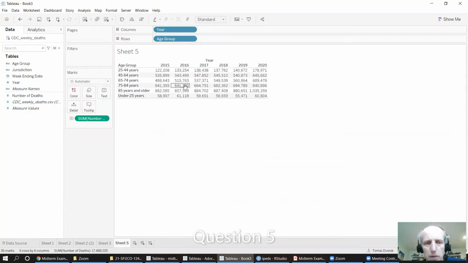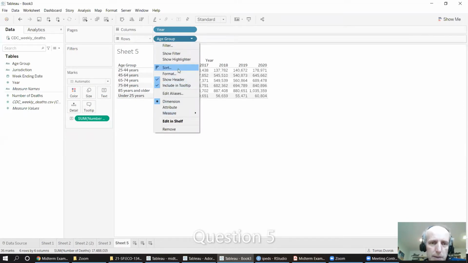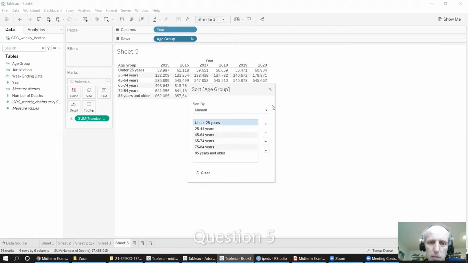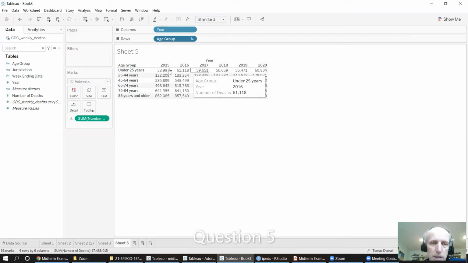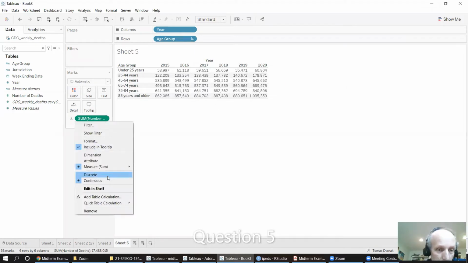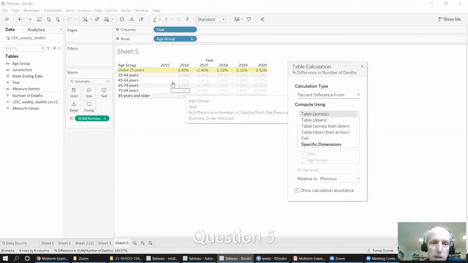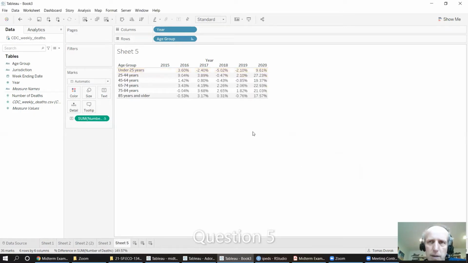And so now we see the number of deaths for each age group. Let's actually, again, sort it so that we have the under 25-year-olds, above 25 to 44-year-olds. And so we see the number of deaths for each age group in each year. But what I want is a percent change from year to year. So that's a table calculation where it's going to be percent difference from table across, because we have years across. And let's keep it this way.